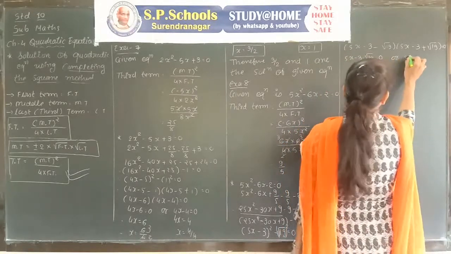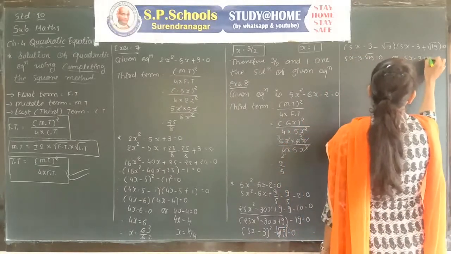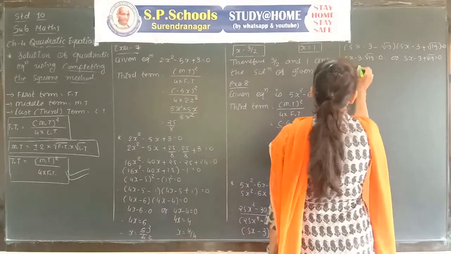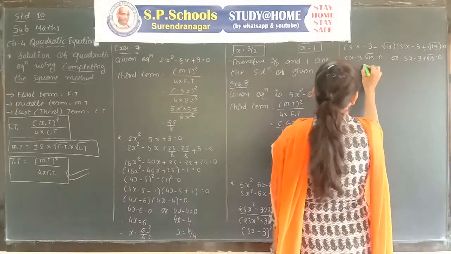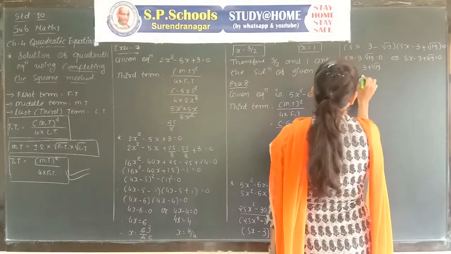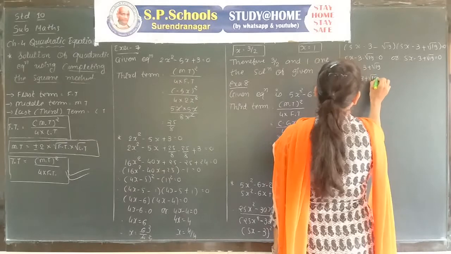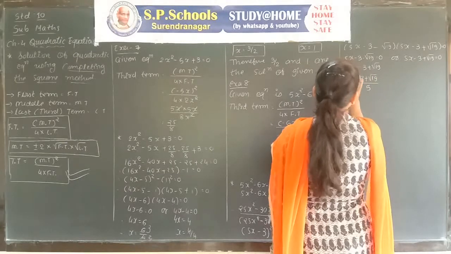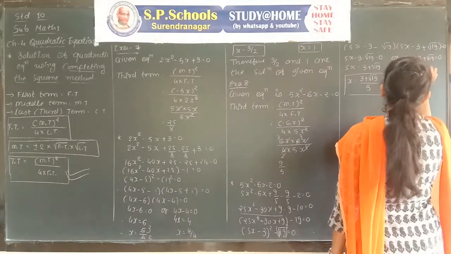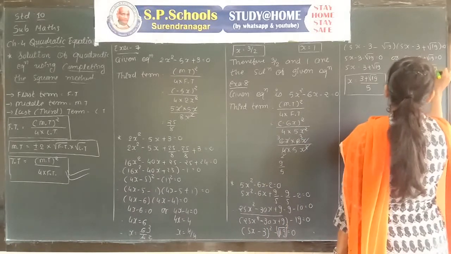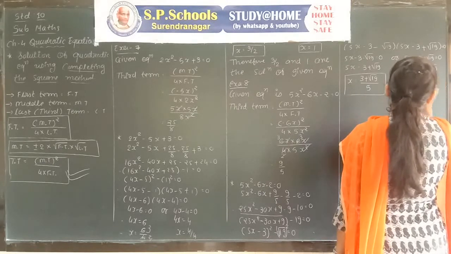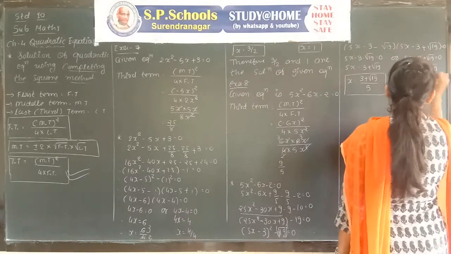Or the second bracket. That's why 5x, shift these two terms from left to right. 3 plus root 19, and we get x is equal to 3 plus root 19 upon 5. Same way here, 5x is equal to 3 minus root 19. That's why x is equal to 3 minus root 19 upon 5.